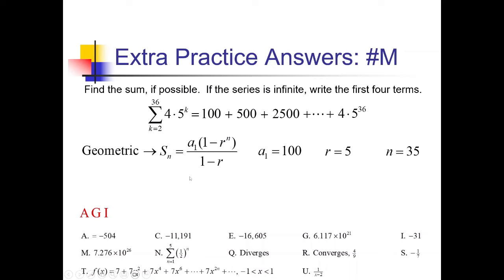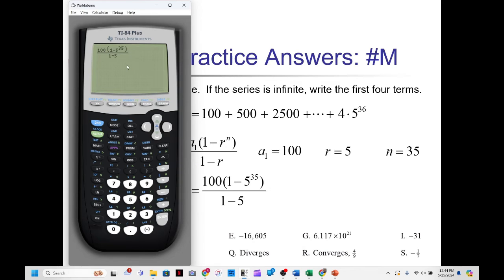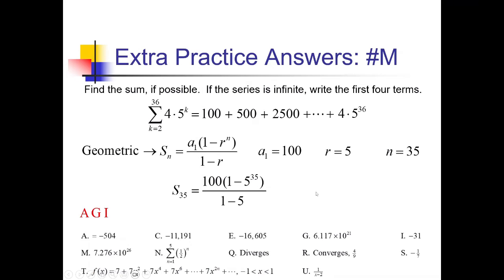So writing all this out, that's going to be 100 times 1 minus 5 to the 35 all over 1 minus 5, and I will absolutely use the calculator on this. So here's what I've entered in the calculator using my fancy fraction mode. Press enter. We get about 7.276 times 10 to the 25th. Looking at my answer, it seems we've got 7.276 times 10 to the 26, not 25th, so that's different.